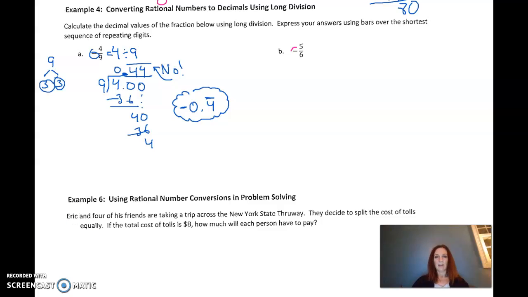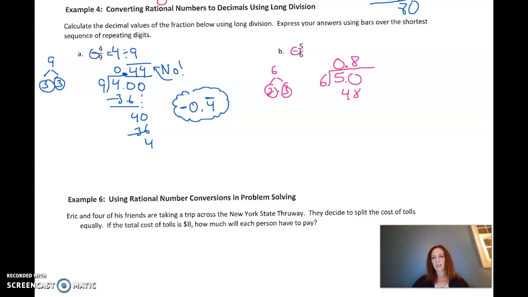Oh, just a couple more. I look at negative 5/6 here. It's negative. I take my 6 and I break it down into 2 times 3. Well, that's a 3. It's something other than a 2 or 5. This is going to be repeating. So I'm going to go 5 divided by 6. 6 goes into 5 0 times. Add my decimal point. 6 goes into 50 8 times.